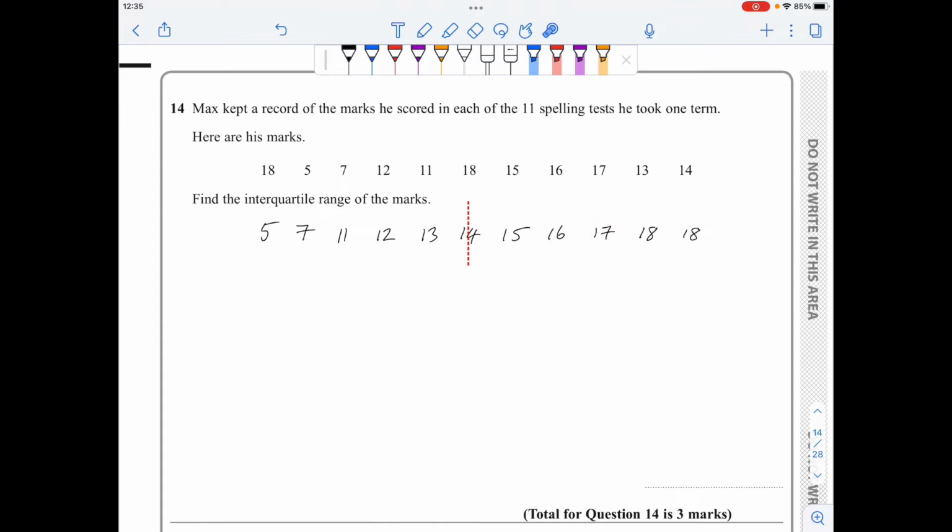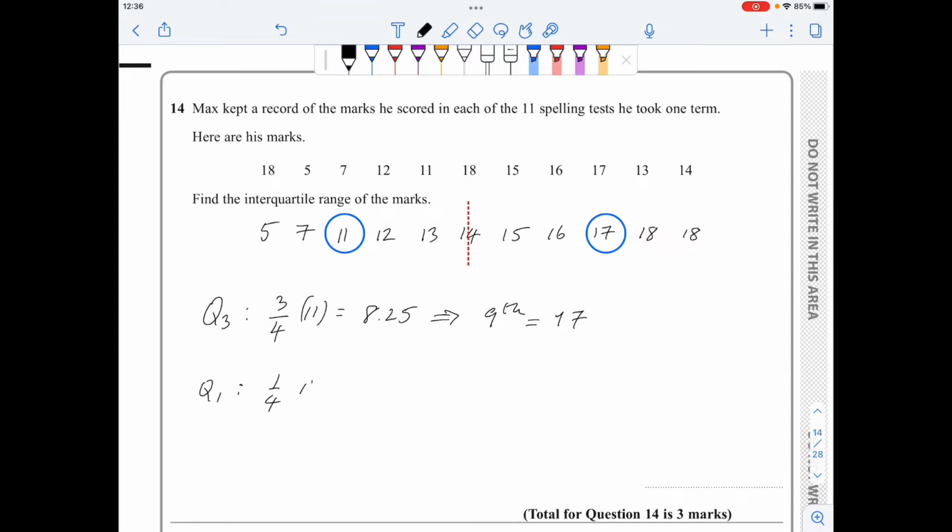That would be Q3. Now, if you want to use formulae for this, Q3 is found by first calculating 3/4 of n, in our case 3/4 of 11. This is 8.25. So I'm going to take the 9th observation, and this is equal to 17. For Q1, I'm going to take 1/4 of my observations. This will give me 2.75, which means I'll take the third value, which is 11.